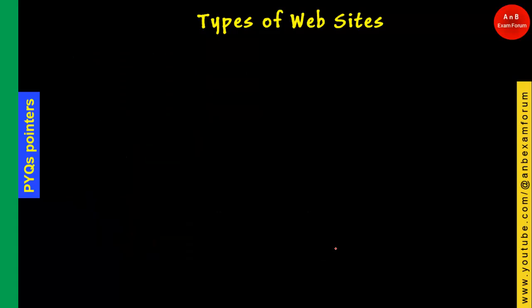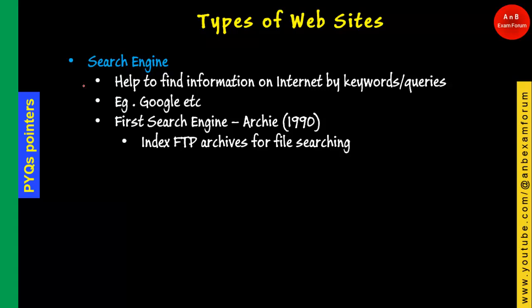The next one is the search engine. This is very important. Okay, so a search engine is a type of website which helps to find information on the internet using keywords or queries. Okay, nowadays everybody knows that Google is one of the good search engines which everybody uses. So it is basically helping us to find information on the internet. But Google is not the first search engine. The first search engine name is Archie. It is in the year 1990.